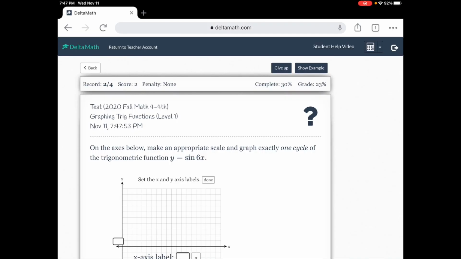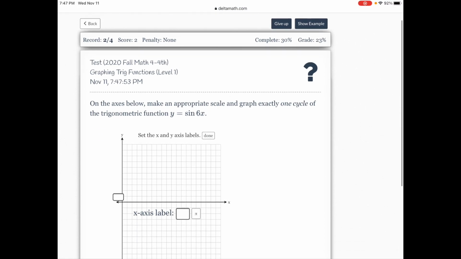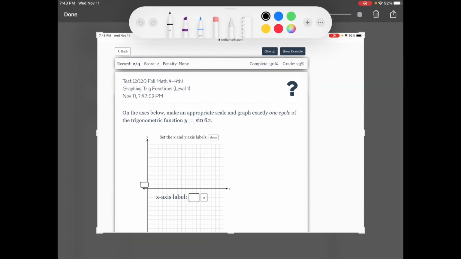All right, so looking at our graphing. It can be kind of confusing if you don't understand exactly what they're asking you to do. But they're starting this by asking you to label your x and y axis. So the x-axis, you want to label that with your period. So I have 6 as my b value. Okay, so I'm going to do 2 pi over 6, and that's going to give me pi over 3.